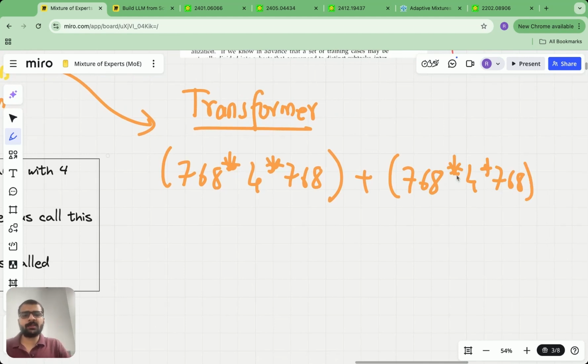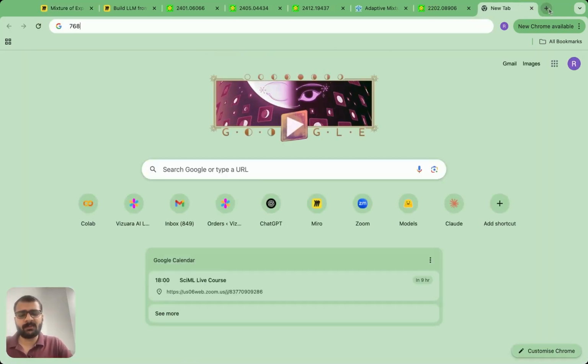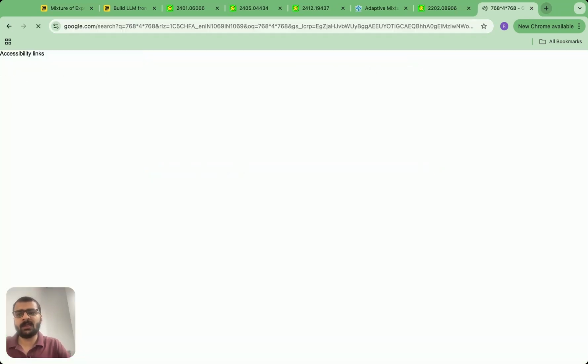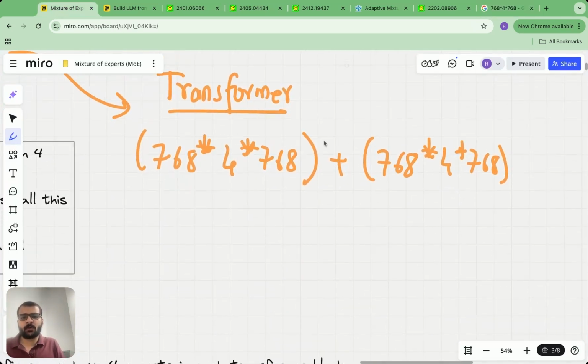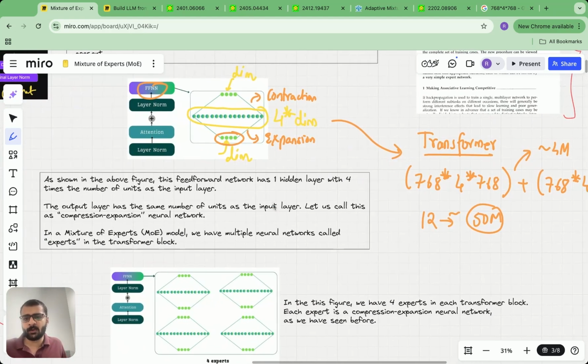Correct? So if you do this calculation, 768 multiplied by 4 times 768, that's going to be equal to this. And if I multiply this by 2, that's going to be equal to this. So this is actually around 4 million. This is for one transformer block, around 4 million parameters. And if you multiply this by 12, so if the number of transformer blocks is 12, you get around 48 to 50 million parameters which are present in the feed forward neural network.